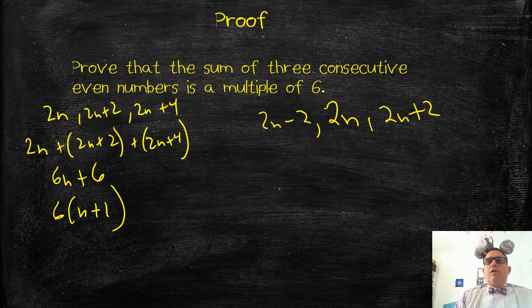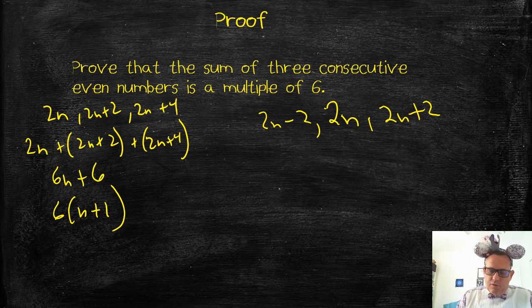Think about this for a second. Are those 3 consecutive even numbers? Sure they are, whatever I choose for n. If n is 5, 2 times 5 is 10. If I add 2, that takes me to 12. Take away 2 takes me to 8. I've got 8, 10, 12, 3 consecutive. Why would I say that sometimes this way is going to be handy?